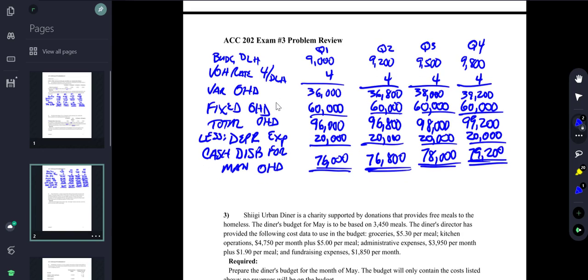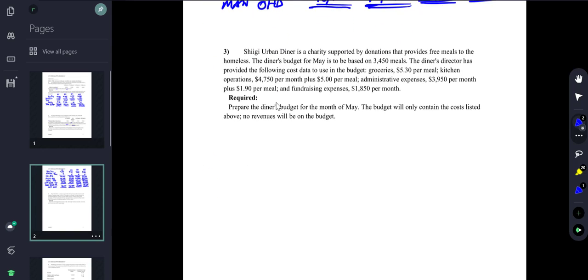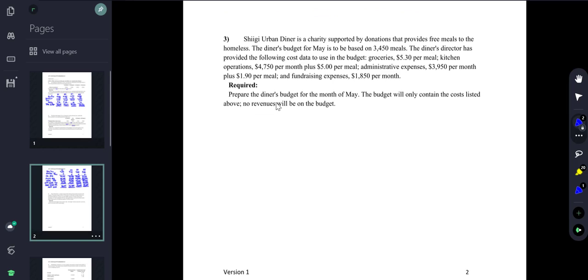For number 3, this is out of Chapter 9, and this is the flexible budget. But in this case, they're telling us that Shagee Urban Diner is preparing a planning budget. So they're basically saying they're a charity supported by donations. The diner's budget for May is based on 3,450 meals. So what they're telling us, this is what they expect to do. This is not an actual result.